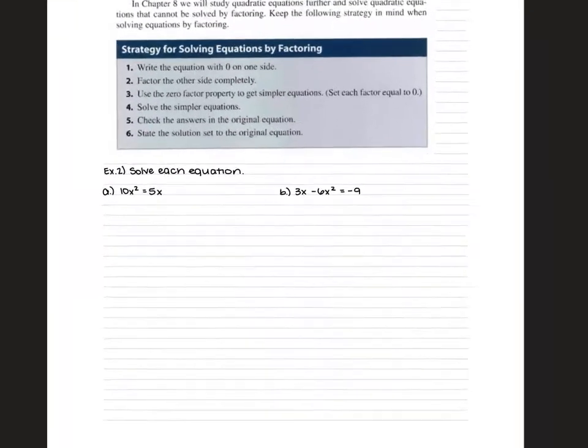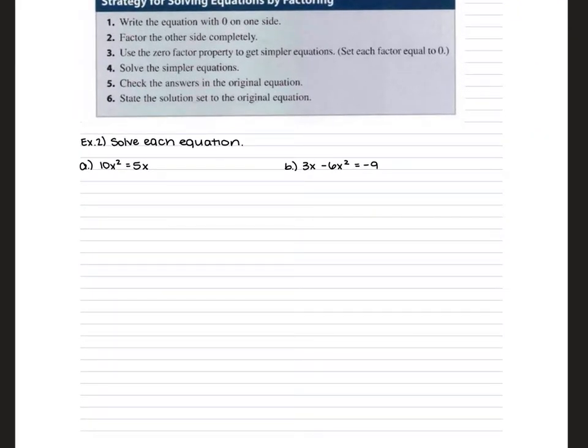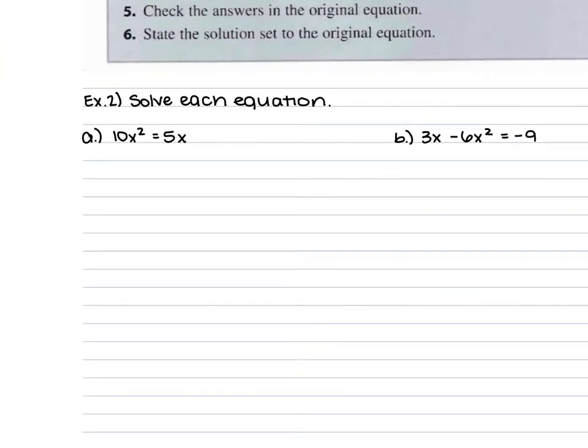For our next set of examples, sometimes you are going to have a term on the other side of your equal sign. The only thing that you have to do with these is to get everything on the same side of the equal sign and then factor completely, set each part equal to 0, and solve.